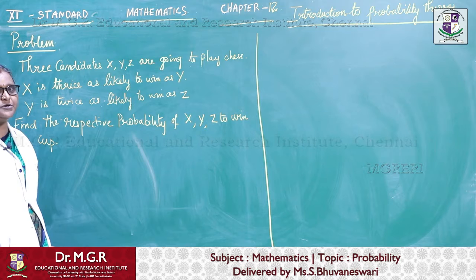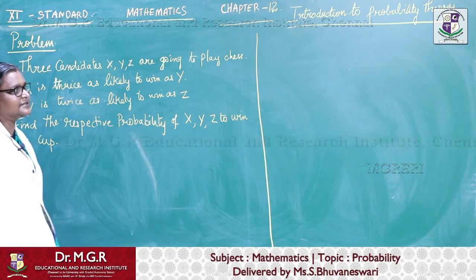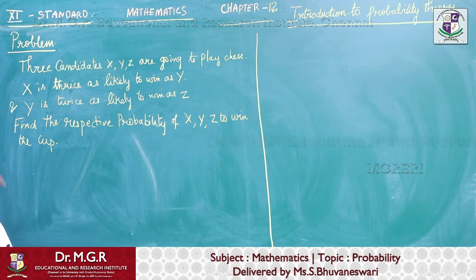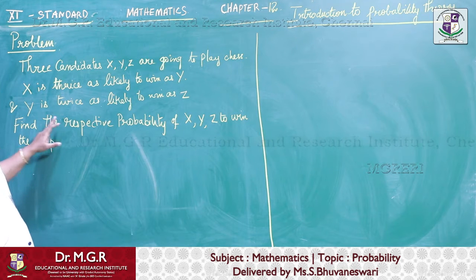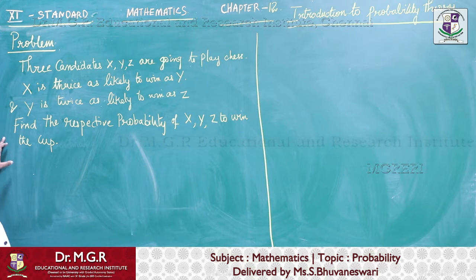This is in continuation with the last class. Last class we were doing the problems on probability. Three candidates X, Y, Z are going to play the chess competition. X is thrice as likely to win as Y. Y is twice as likely to win as Z. What is asked in the question is to find the respective probability of X, Y, Z to win the competition, or to win the cup.